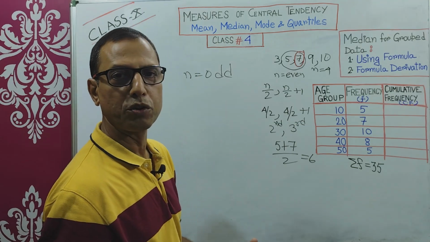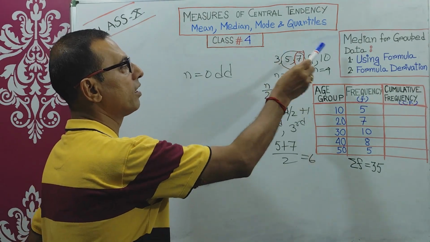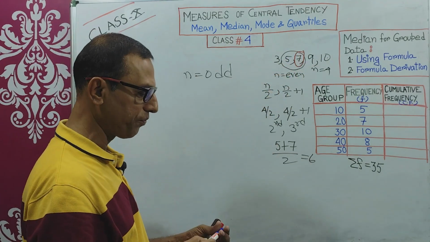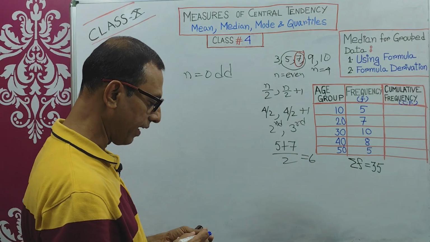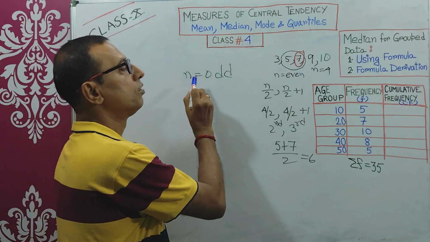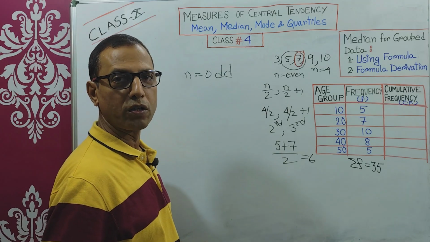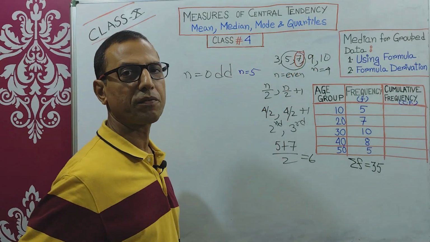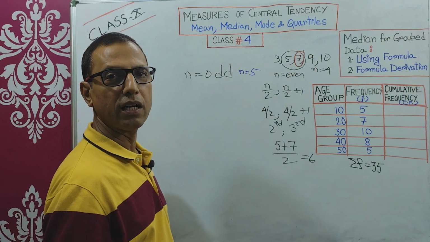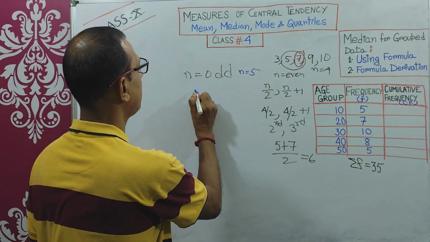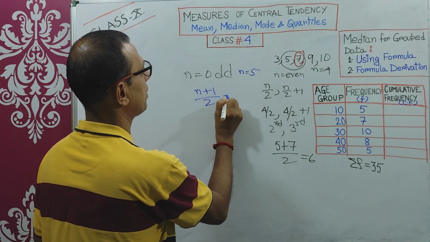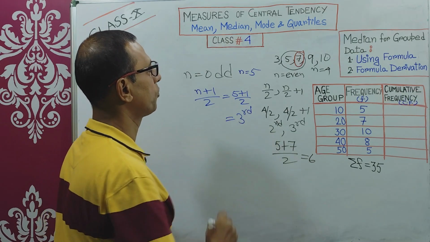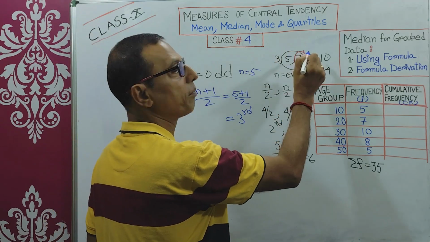But how will we find out the position? For a smaller number of observations, you can easily find it just by looking at the numbers. But if the numbers are very high, the formula is, if n is odd, here n equals 5, that means the total number of observations is an odd number. In that case, the position of the median will be n plus 1 by 2. That is 5 plus 1 by 2, it is the third term. The third term will be the median. What is the third term? Third term from left, it is 7.